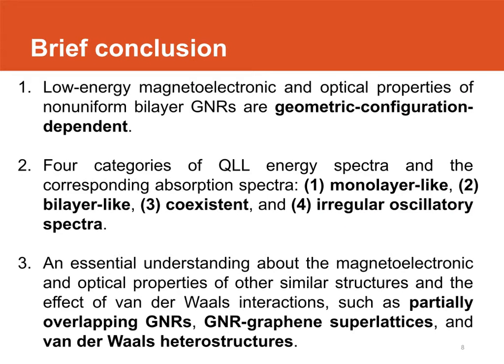The low-energy magnetoelectronic and optical properties of non-uniform bilayer graphene nanoribbons can be considerably altered by changing their geometric configuration. There are four categories of quasi-Landau-level spectra and the corresponding absorption spectra. That is to say, monolayer-like, bilayer-like, coexistent, and irregular oscillatory spectra.